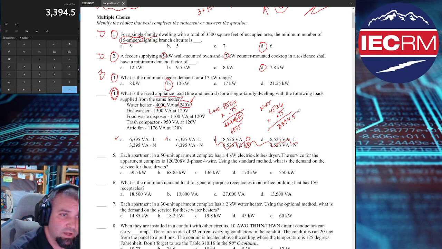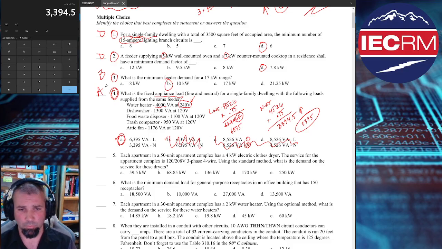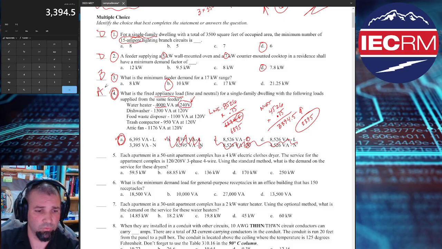Oh, 0.5. But remember, I can round that up, right? 3395. Okay. 3395. Looks like A is the one. Okay. Pretty straightforward there. Pretty straightforward.